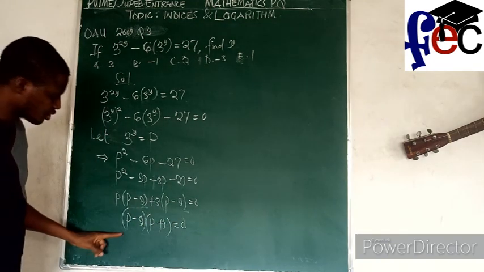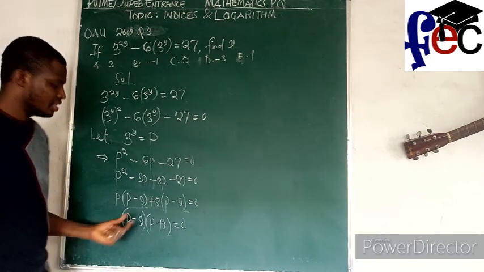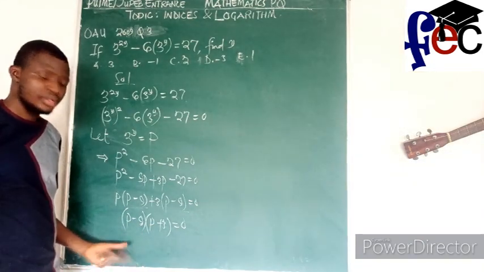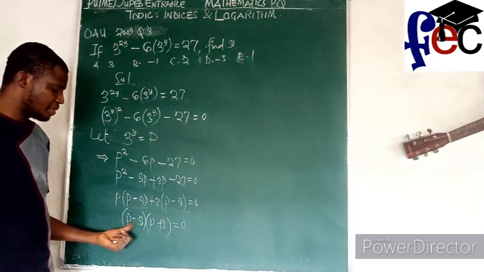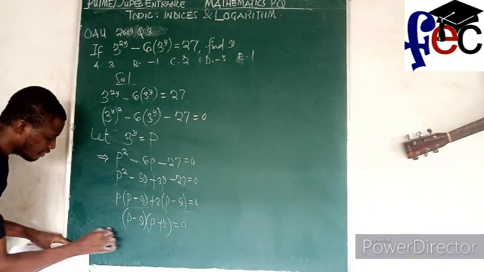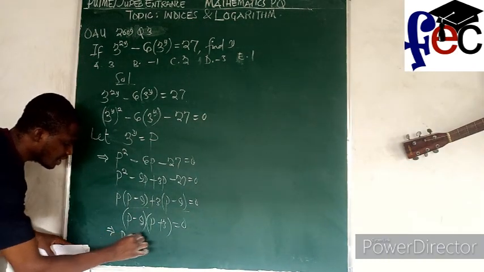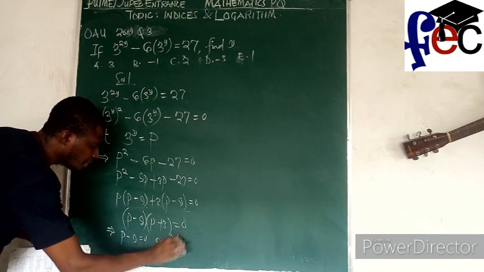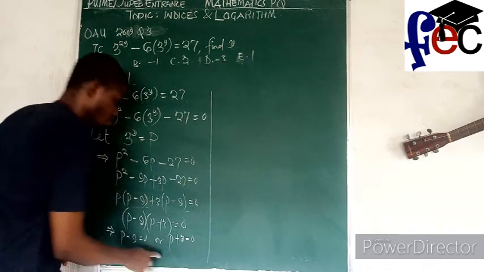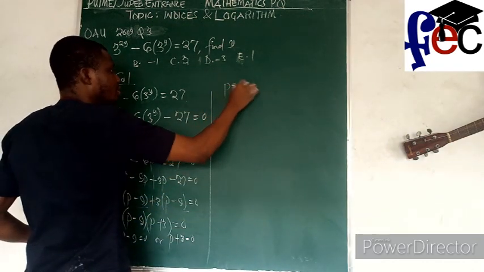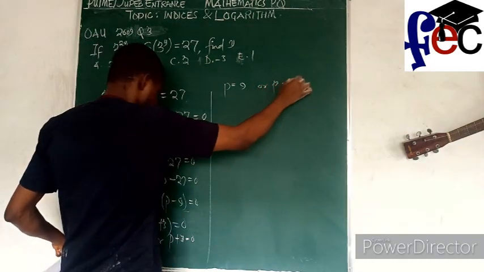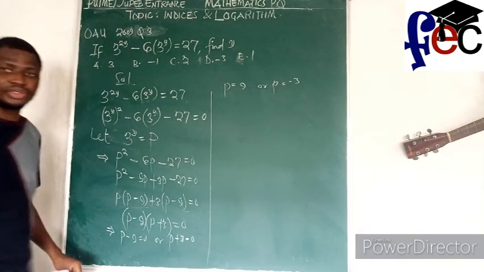So if the product of these two gives us 0, what does that imply? It means that one of them must be 0, or even the 2. So it is possible that p minus 9 is 0, or p plus 3 is 0. So I can imply from here that p minus 9 is equal to 0, or p plus 3 is equal to 0. So what does this imply? It means that p will become 9 when you add 9 to both sides here, or p will become minus 3 when you subtract 3 from both sides.